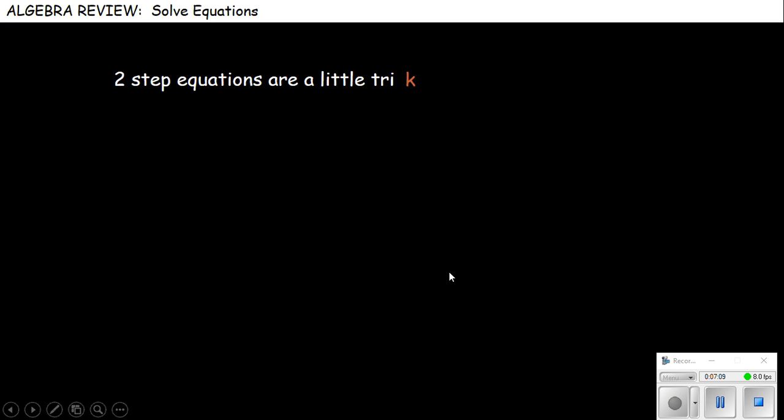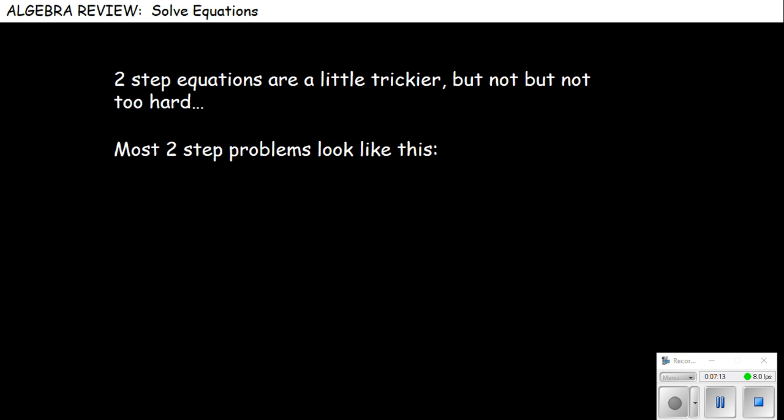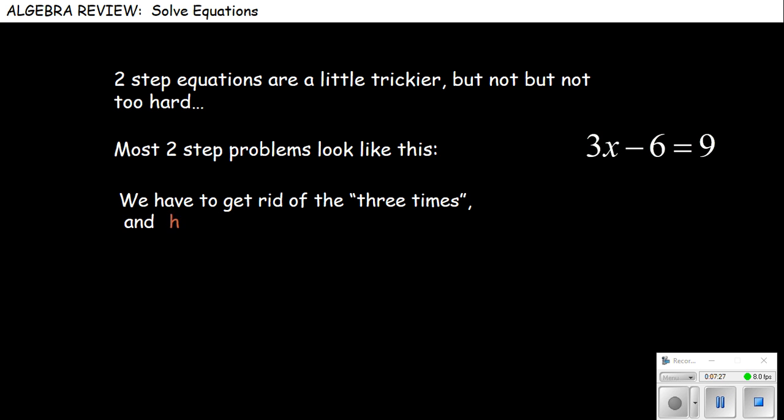Now those problems are the most basic Algebra 1 problems. We'll deal with more difficult ones now. We're going to talk about two-step equations. Two-step equations are a little trickier, but they are not very difficult. They would tend to look like this. Here we have 3x minus 6 is equal to 9. You know that to get x by itself, you've got to get rid of this 3 and this 6. But where people tend to make a mistake is they're not sure which one to start with. If we have to get rid of the 3x and the 6, what do we do first?